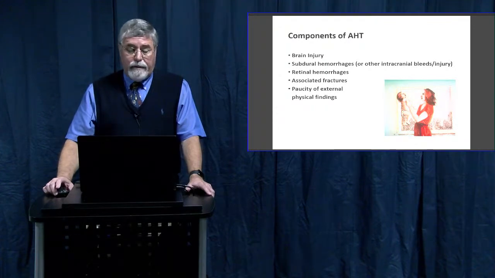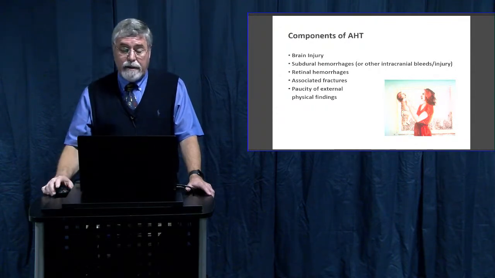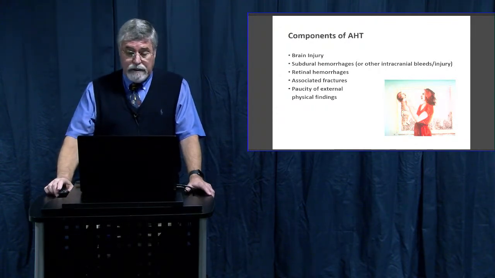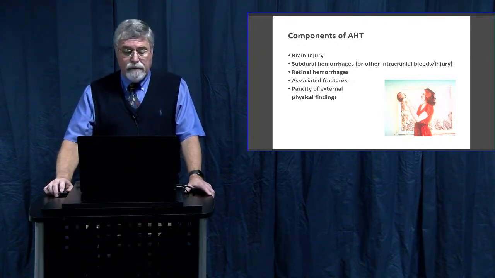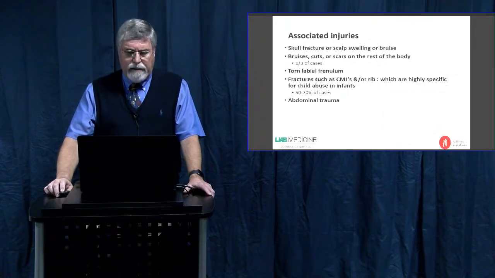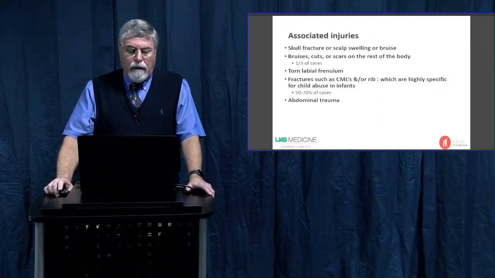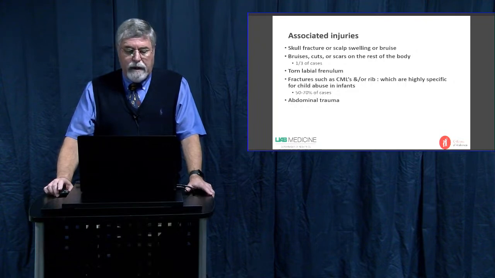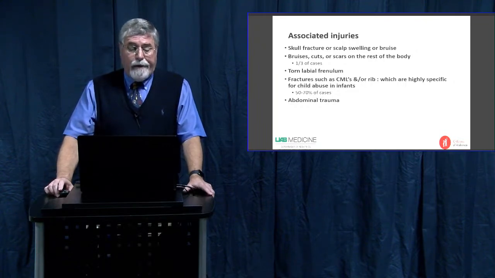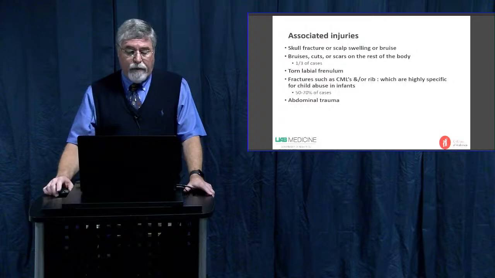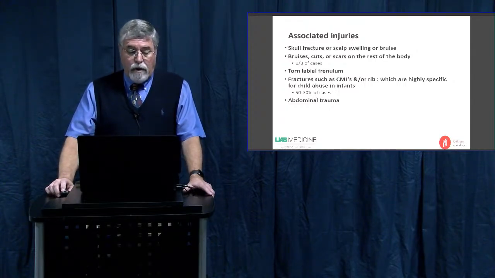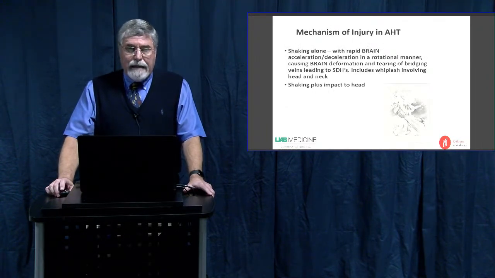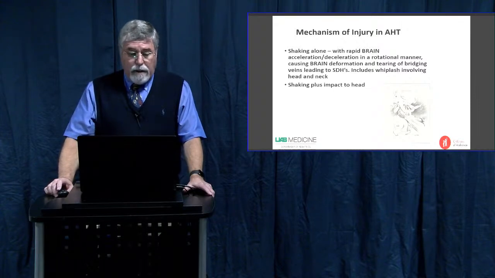With abusive head trauma, they have combinations of brain injury, intracranial hemorrhage with subdural hemorrhage leading the way, and may have retinal hemorrhages, and then broken bones, and may or may not have skin injuries. Bruises will be found in abusive head trauma in about 1/3 of the cases. Torn labial frenulums with forced feedings. About half of the children with abusive head trauma under a year of age will also have fractures, and then abdominal trauma. Shaking can be the only cause of the injury.